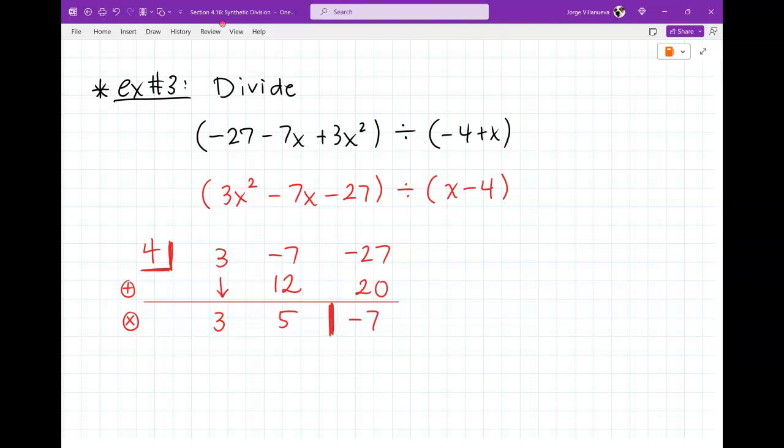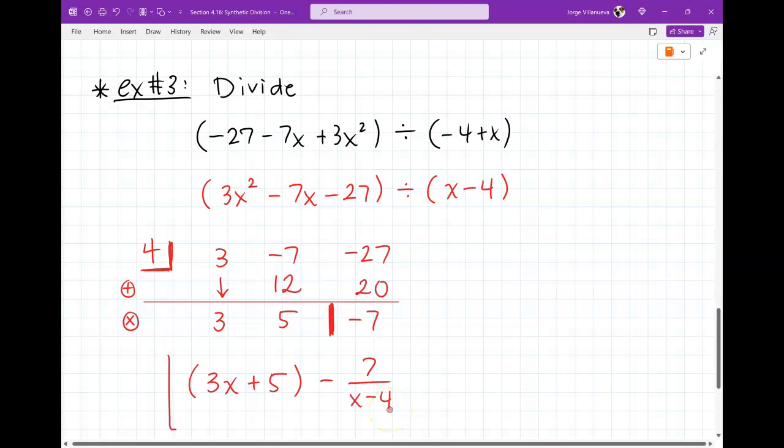I'm done. Okay. Highest power was a power of 2. That means that when I write my answer, there's a 3, 5, negative 7 on the bottom, that 3 is going to have an x to the first. Because the highest power was 2, I got to reduce it by 1, right? So this is going to be 3x plus 5 minus 7 over x minus 4. And there's my answer.